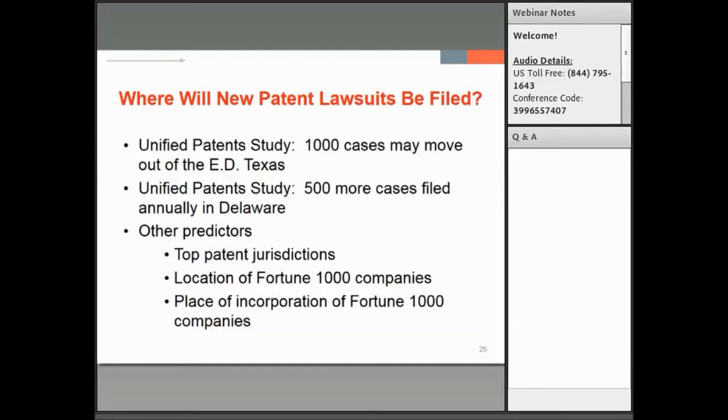But what we wanted to look at is what are some of the other predictors of where new patent cases will be filed. Well, the first place you probably look is the top patent jurisdictions over the course of the past several years. If you can't file in Texas, where else are cases being filed? The location of Fortune 100 companies may be important. Those companies tend to be involved in lawsuits many times. And of course, the place of incorporation of those Fortune 1000 and other large companies, because again, they're the ones who are targeted.